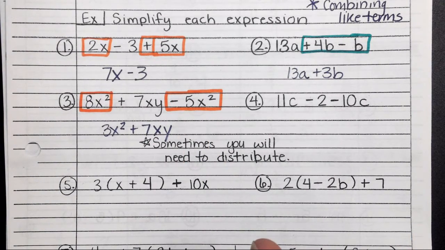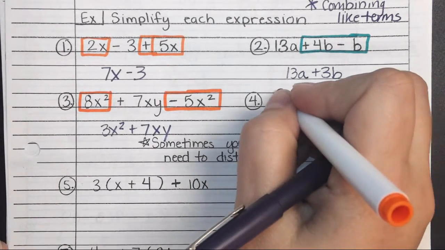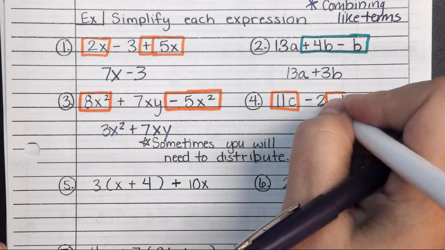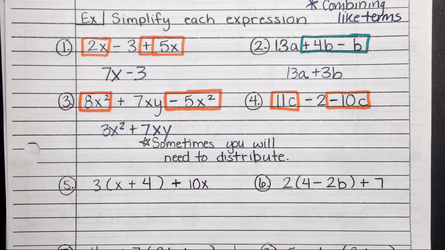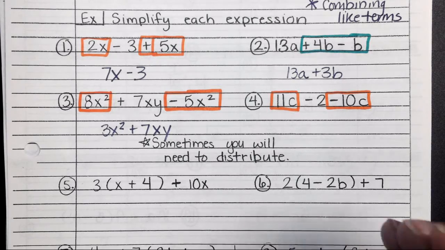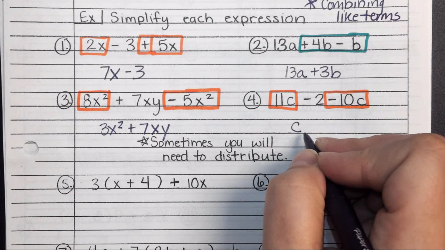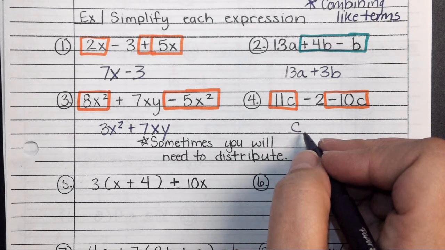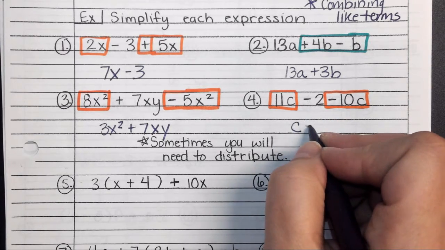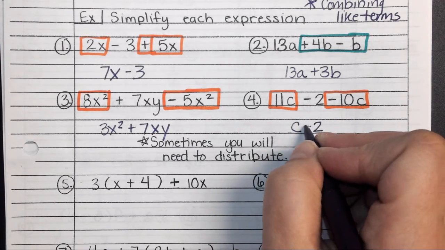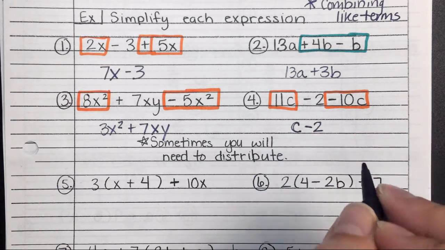And that's possible. Okay, what matches in number 4? C. 11c, yep, minus 10c, which would give us... How do I write 1c? Just a c. This is 11c minus 10c, so that gives me 1c. So I'm going to write just c. Minus 2. There's nothing that goes with the 2. So our simplified expression would be c minus 2.